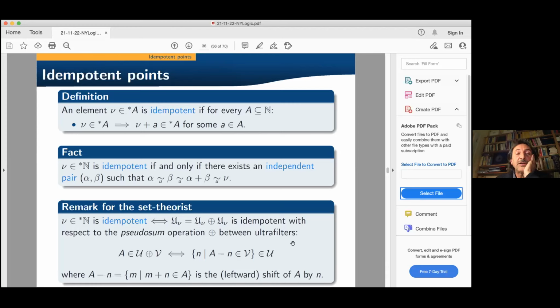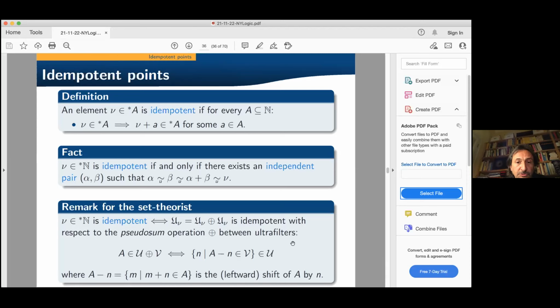One could say that an element is idempotent if and only if there is an independent pair that satisfies a certain property, in the sense that alpha, beta, and alpha plus beta are equivalent, but the pair must be independent. Otherwise, you simply have Schur's theorem. If you are able to take a pair which is also independent, then you will have much more. And in fact, this kind of element will produce idempotent ultrafilters, or directly the proof of Hindman's theorem. I'm mentioning that an element is idempotent if and only if the generated ultrafilter is idempotent, in the sense of this operation that is considered on ultrafilters.